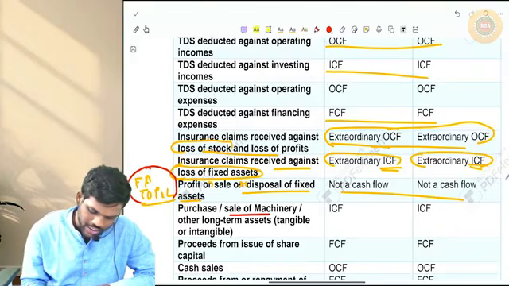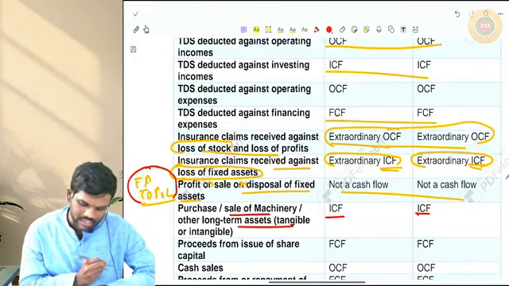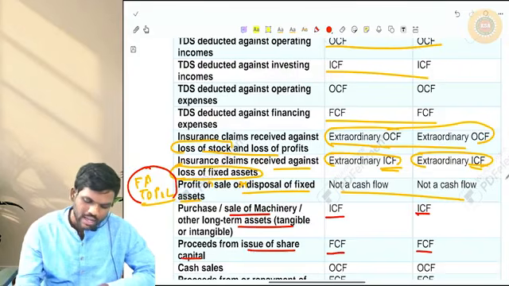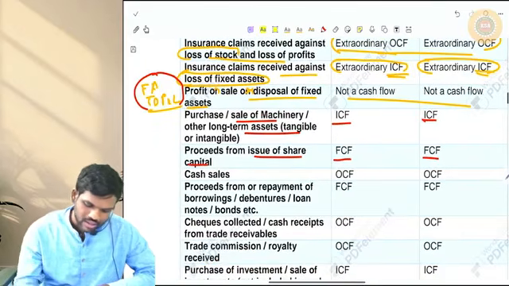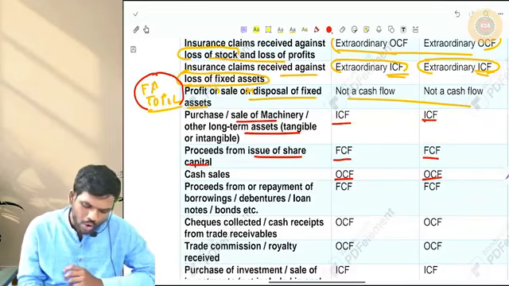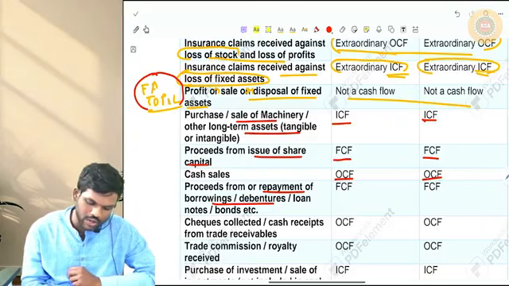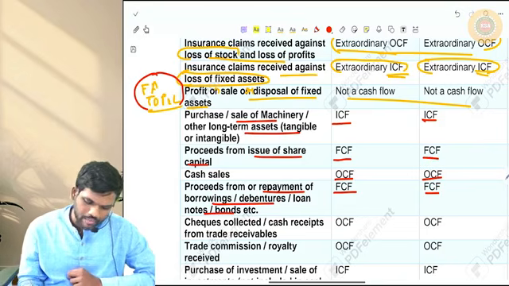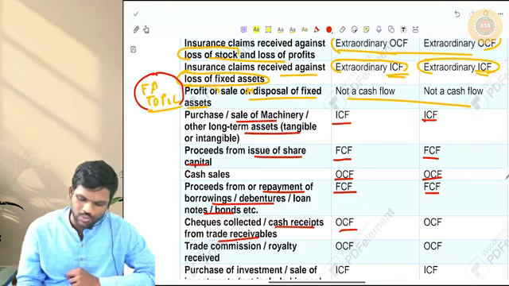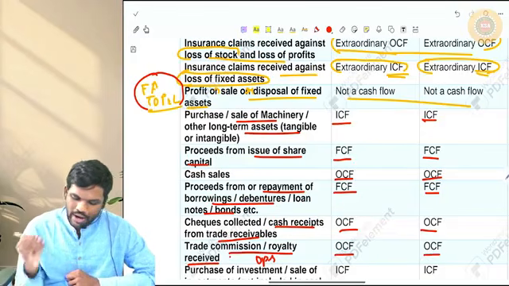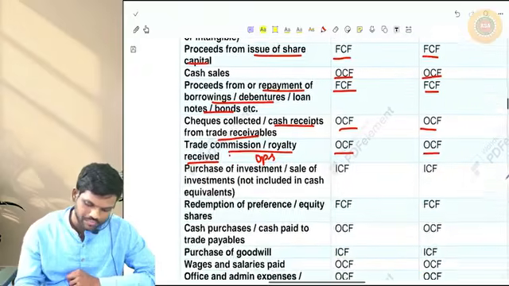Purchase or sale of machinery or long-term assets is always an investing cash flow. Proceeds from issue of share capital is always a financing cash flow. Cash sales, obviously, is an operating cash flow. Proceeds from or repayment of borrowings or debentures or loan is a financing cash flow. Cheques collected or cash receipts from your customers will be an operating cash flow. Trade commission or royalty received is a part of operations, so it will be an operating cash flow.